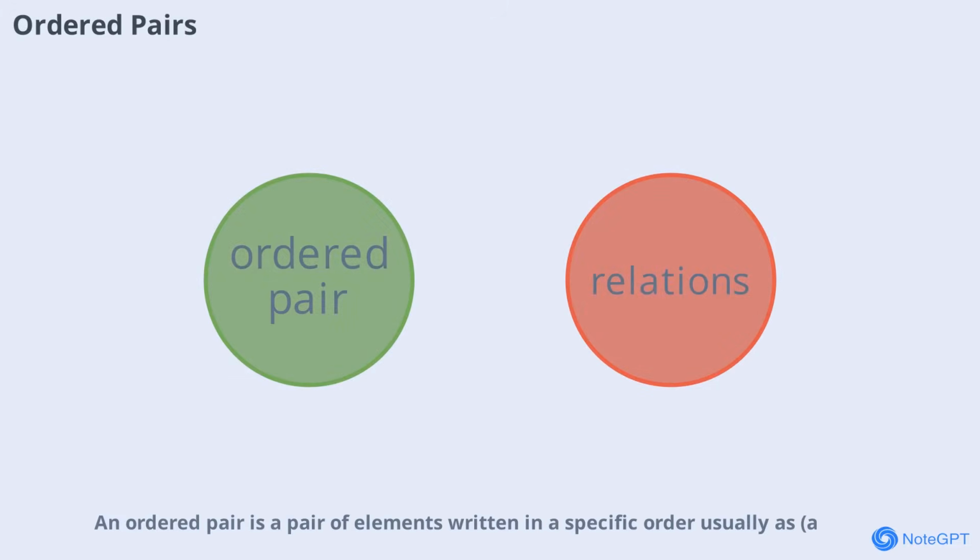An ordered pair is a pair of elements written in a specific order, usually as (a, b). Ordered pairs are important in set theory because they allow us to define relations and functions. The order matters. (a, b) is different from (b, a) unless a equals b. Ordered pairs are the building blocks for more complex structures like Cartesian products.